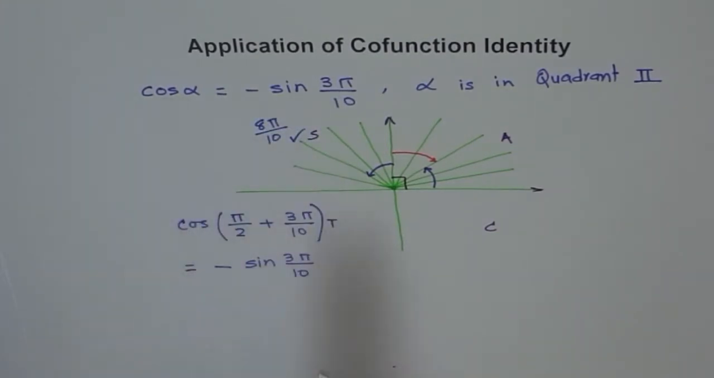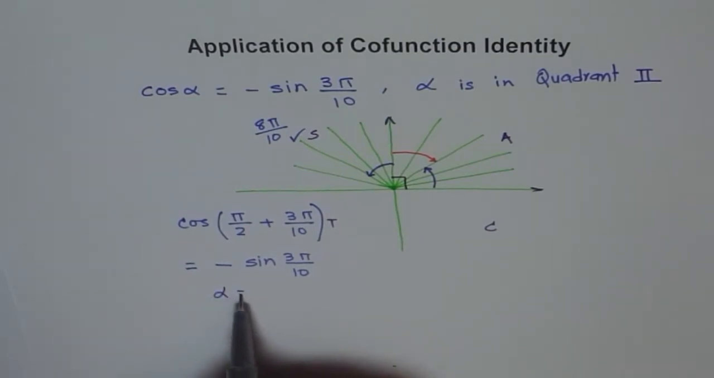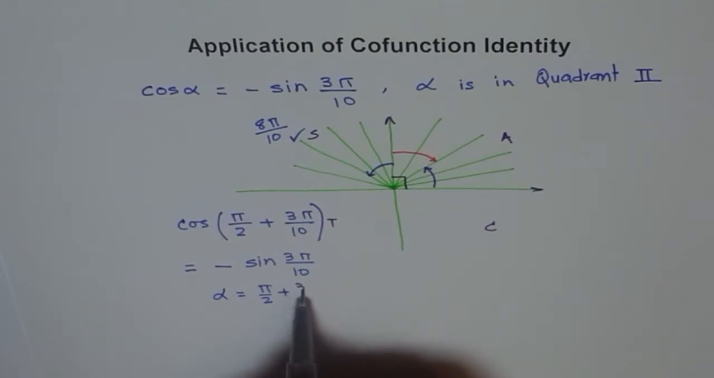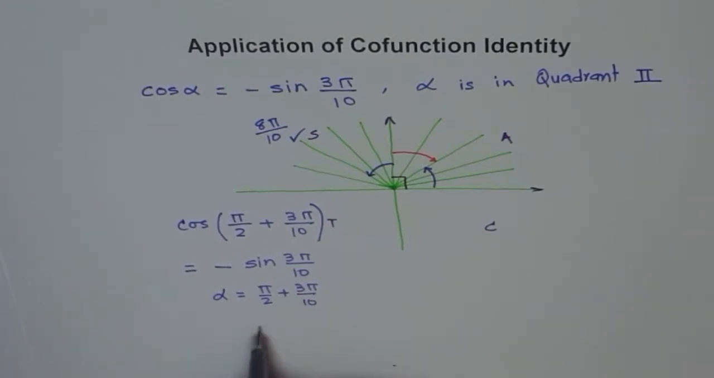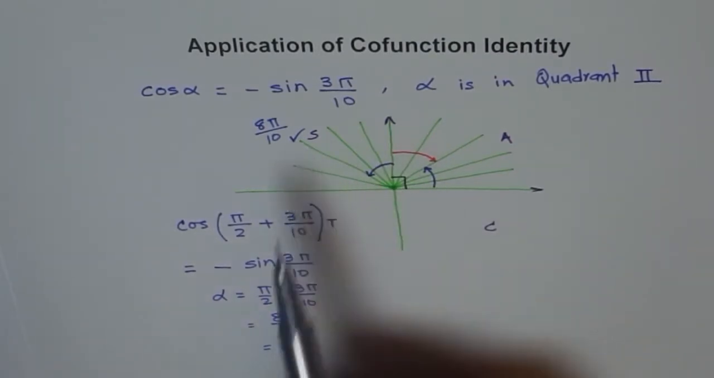Therefore, what should be alpha? Therefore, alpha should be equal to pi by 2 plus 3 pi by 10, which is, we can multiply this by 5. So 5 pi by 10 and 5 plus 3 is 8. So we get 8 pi by 10, which can be simplified, of course, and we can divide both by 2, right? And we get 4 over 5 pi. Is that okay? So you see, graphically also, we got the same answer.